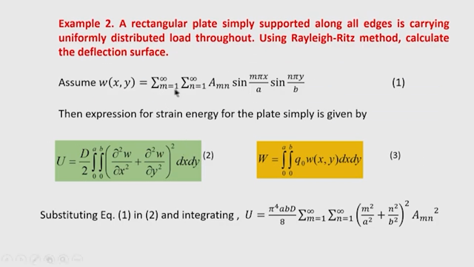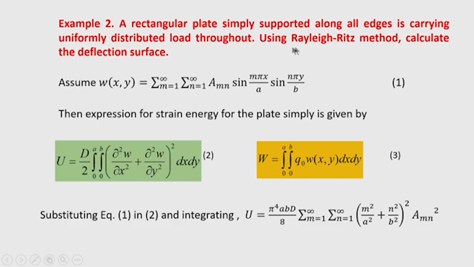So, take a simply supported plate, whose deflection is conveniently expressed by the double trigonometrical series, because you know that sin m pi x by a, sin n pi y by b, if these terms are summed up to an infinite series, then it represents the deflection of a simply supported plate. That means the plate has all edges simply supported.